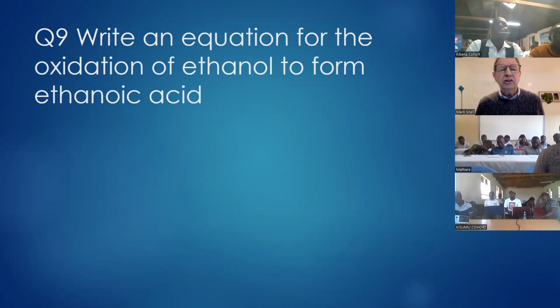Here's question 9. Here's that equation of ethanol to ethanoic acid. We've just done it. C2H5OH plus O in square brackets goes to... hopefully you can do it and not worry about it.